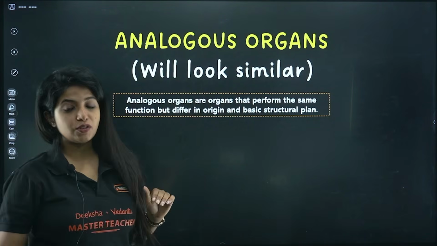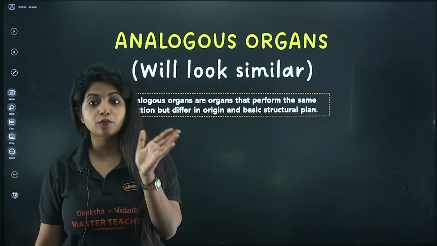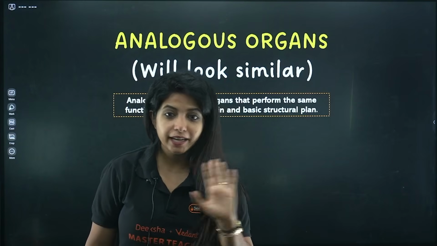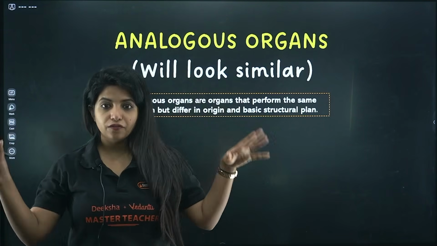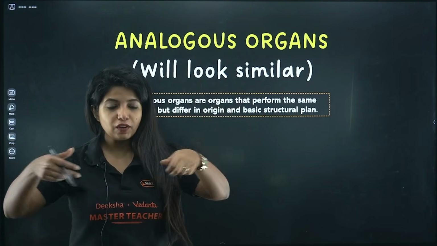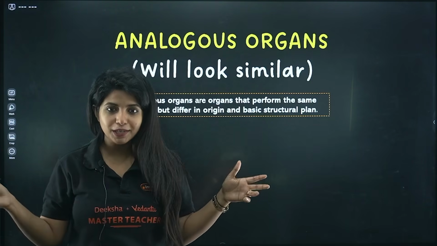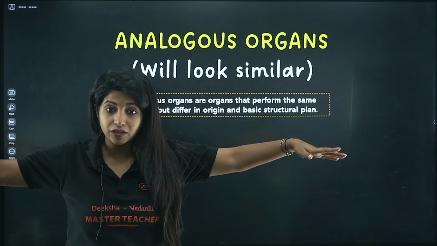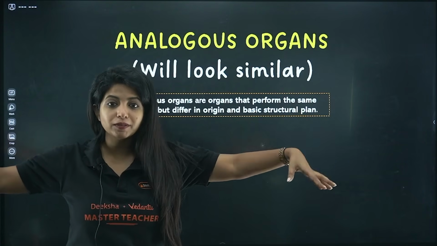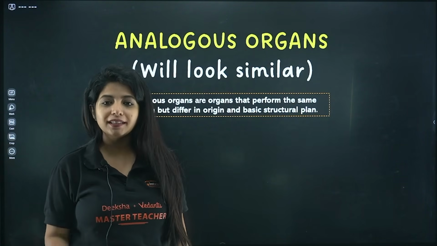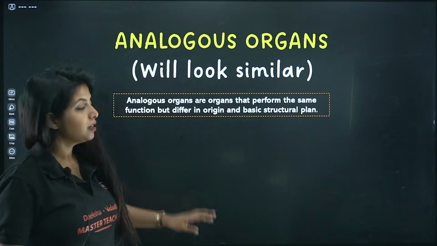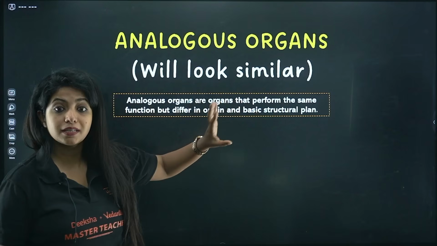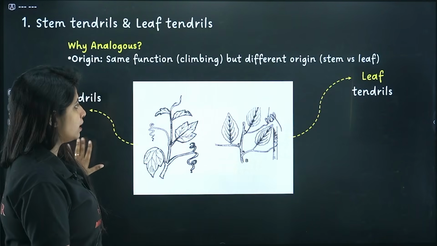Now you have analogous organs. Now they will look similar, but you need to understand that they do not have any common origin. For example, wings of butterfly and wings of bird. Wings of butterfly I can do like this, but wings of birds are made up of bones. Can you do like that? No. But both of them are performing the same function, isn't it? And both of them almost look the same. But do you think they originated from the same origin? No. So analogous organs are organs that perform the same function but are different in origin and basic structural plan.